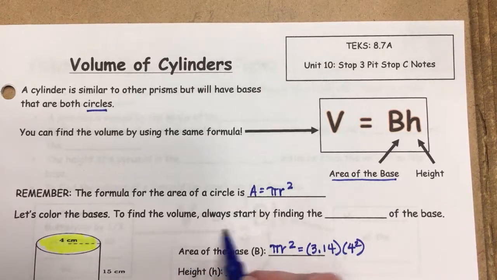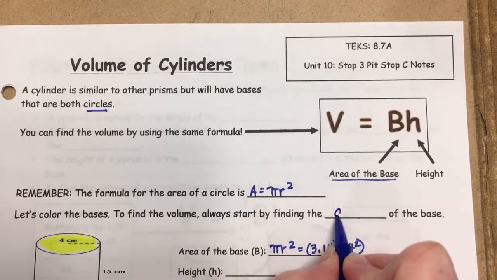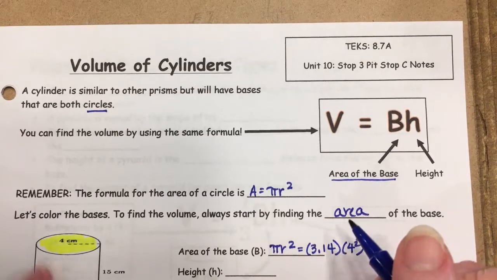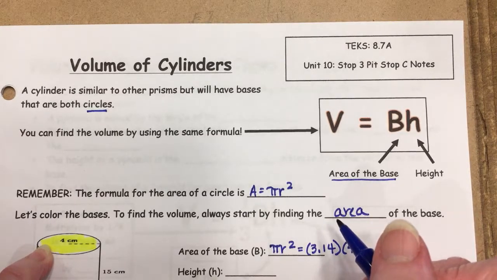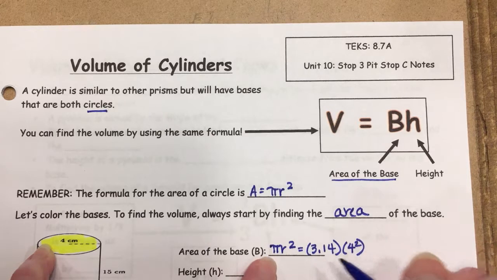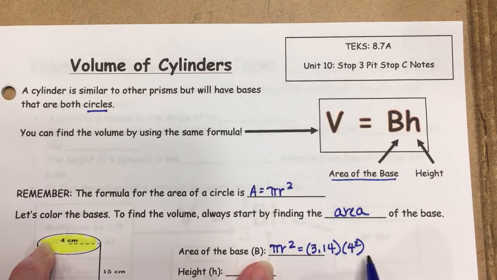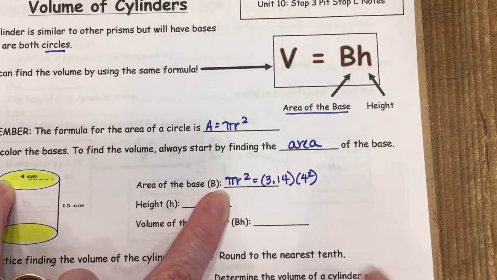I forgot to say, to find the volume, always start by finding the area of the base. So that's what we've already kind of jumped to. We found the bases, now we find the area of that, since it's a circle, using our formula for a circle, and now we're solving. So 3.14 times 4 squared. Remember, 4 squared means 4 times 4, which is 16.